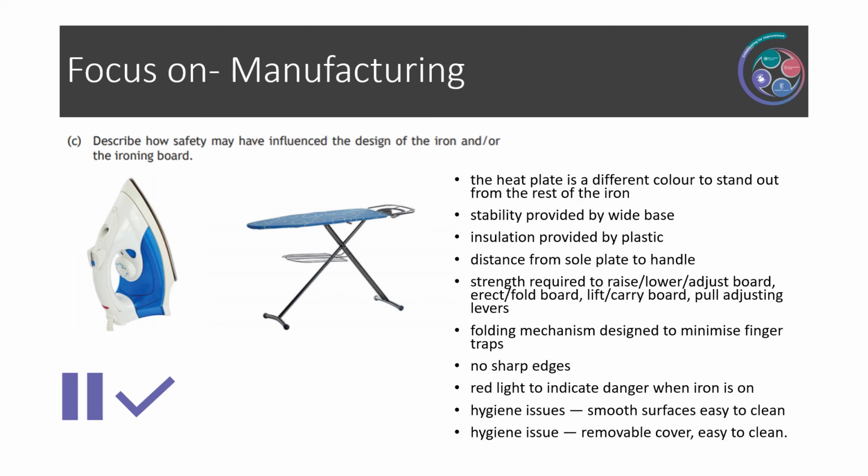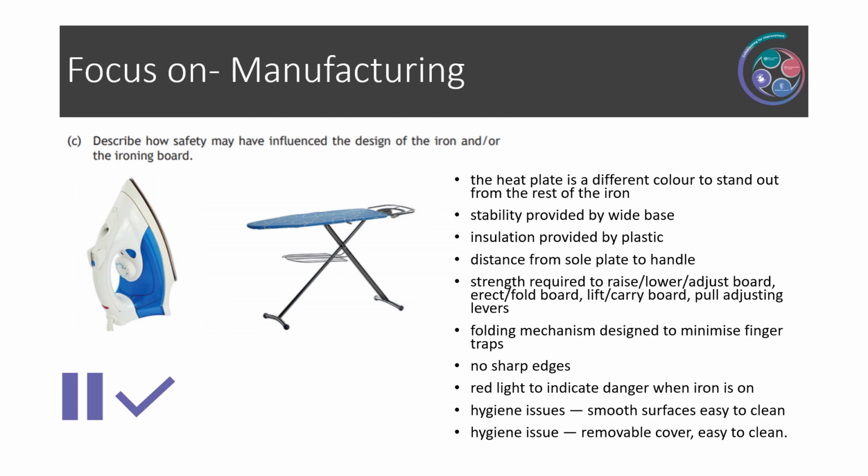Let's look at part C now. You were asked to describe how safety has influenced the design of those products. The heat plate is a different colour to stand out from the rest of the iron. This gives you a visual clue not to touch that part, but also gives you a visual clue on which part to use on top of the material. The stability is provided by having a wide base at the bottom. Stability and not toppling over are a safety concern.